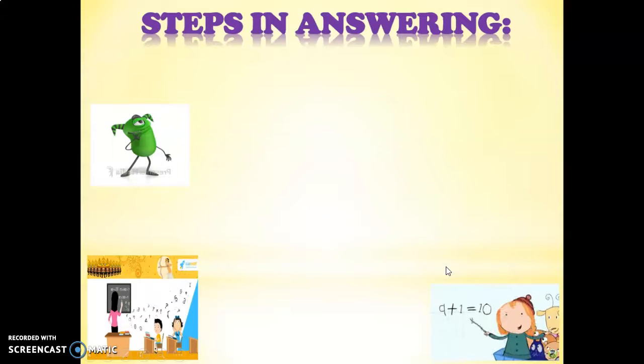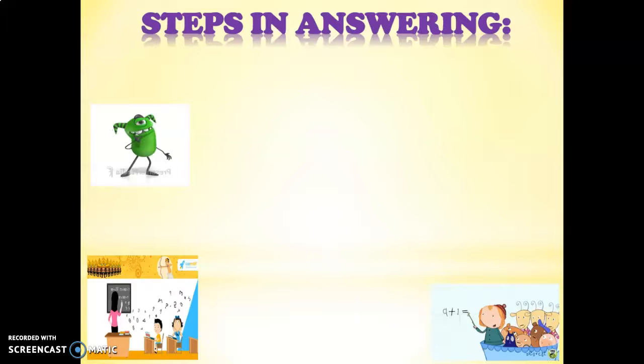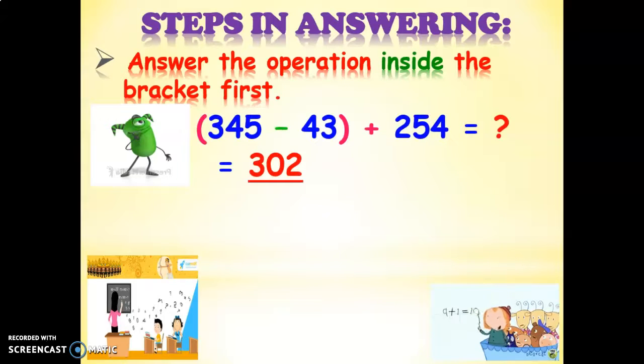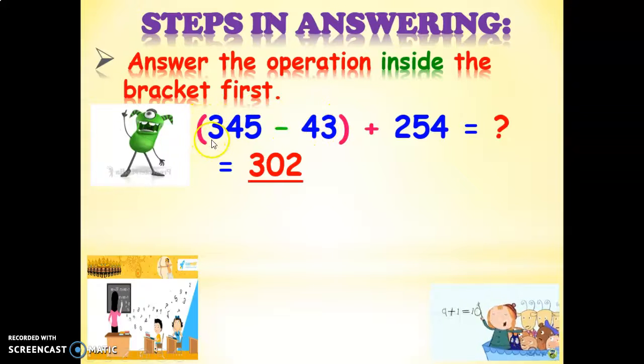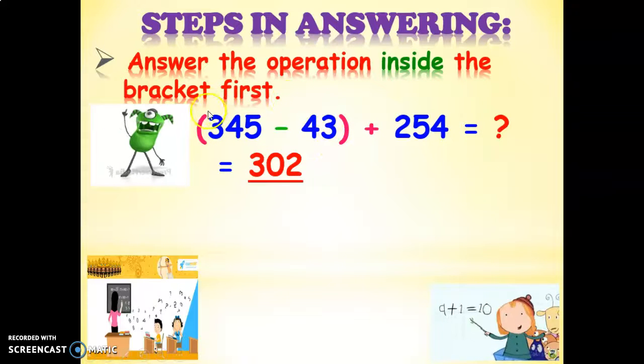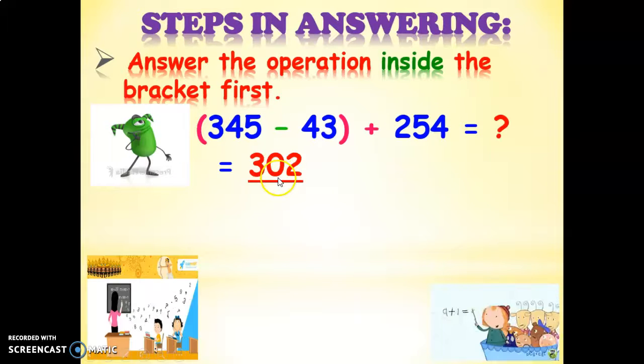Now, what are the steps in answering combined operations? Step 1 is to answer the operation inside the bracket first. In our example, 345 minus 43, these are the numbers inside the bracket, and then plus 254. So we start with the operation inside the bracket. The answer here is 302.